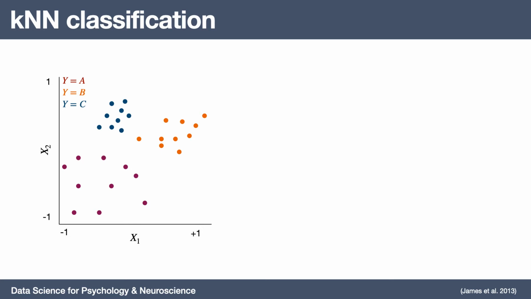Let's consider a two-dimensional scenario here. So I have two x variables, x1 and x2, and they can range in value from -1 to +1. In this data set, I have observations that are pulled from three different states of y: A, B, and C. Now, hypothetically, let's imagine that I have a new observation, represented by this black triangle here. The question is, who does this observation belong to? Does this triangle belong to group A, group B, or group C?